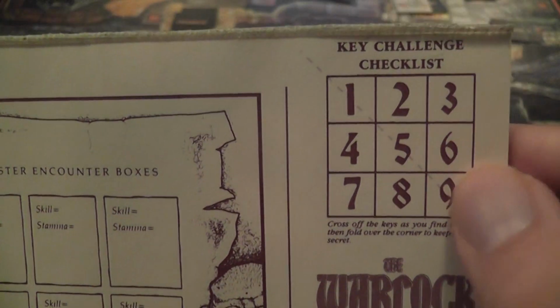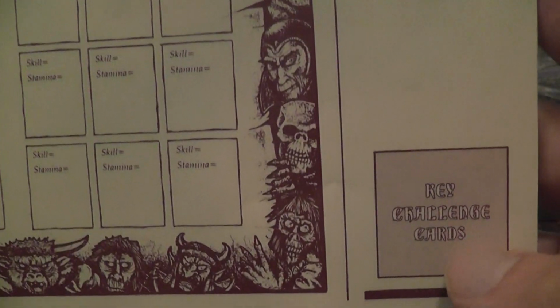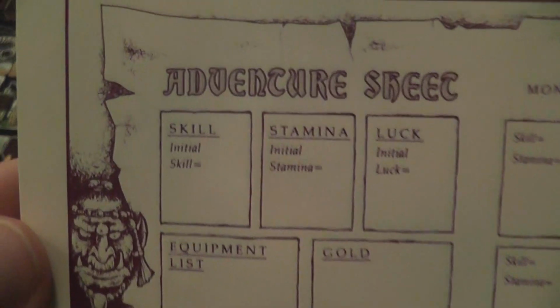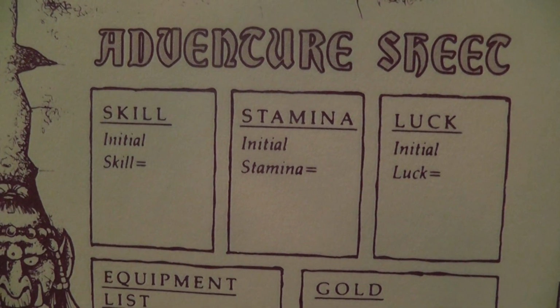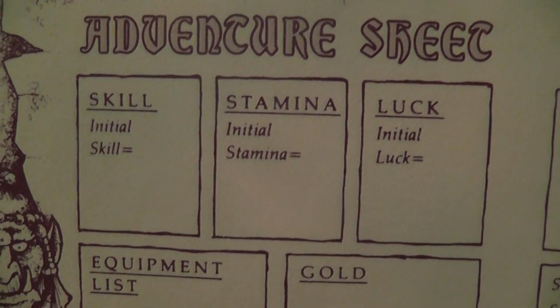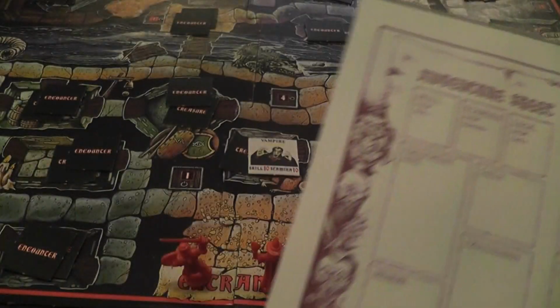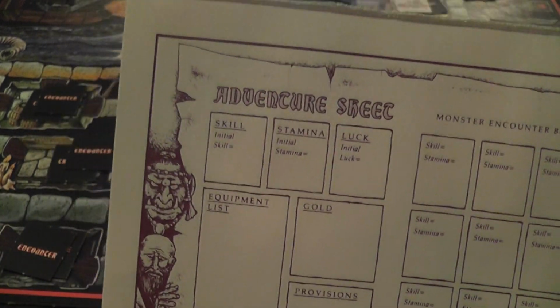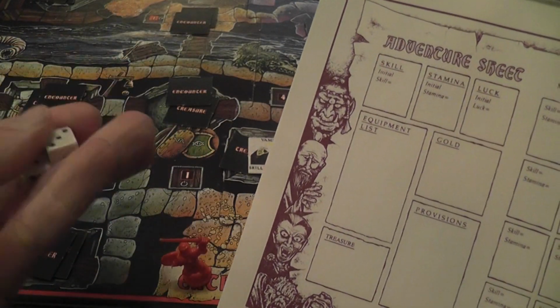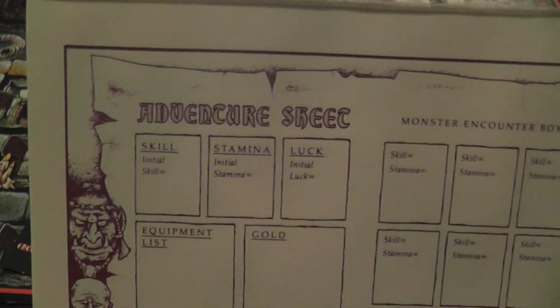Well, here you have an area where you mark the keys that you have eliminated. And then here we have an area where you place your own keys. Here we have the stats, the same stats that we have in the books: skill, stamina, luck. What happens is that just like in the book, at the beginning of the game, you roll dice to determine your basic stats.